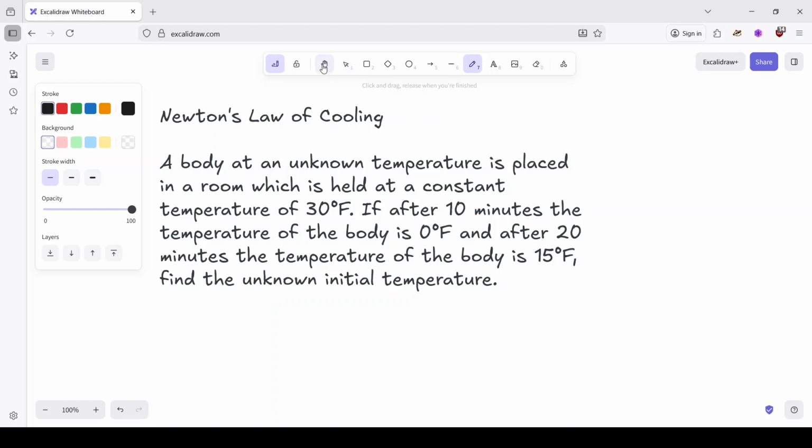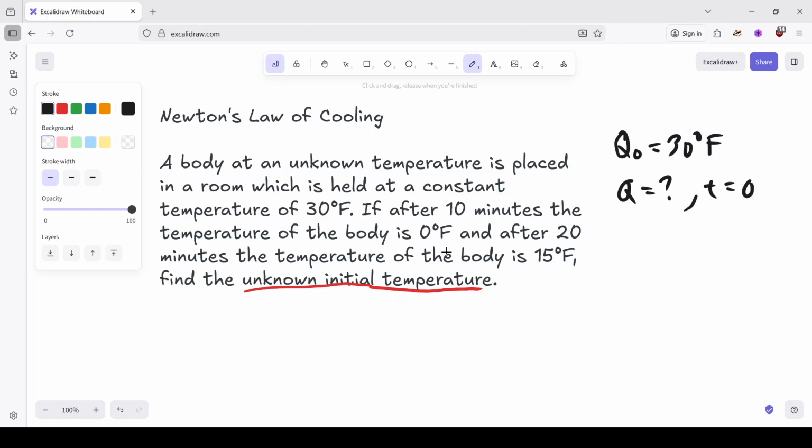Okay, so it says here that the ambient temperature is 30 degrees Fahrenheit. At the same time, we are looking for the unknown initial temperature. Okay, so we are looking for Q when time is 0.